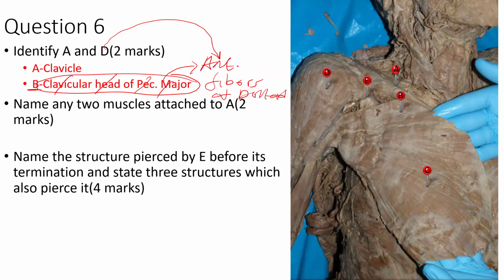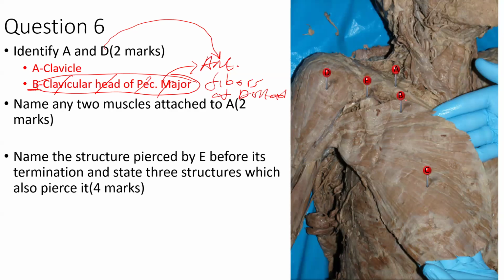C is there. What is C, guys? Yeah, C is your sternocostal head. The sternocostal head of pectoralis major. What is E? Guys, what's E? Yeah, that's your cephalic vein. That's your cephalic vein. Wonderful.